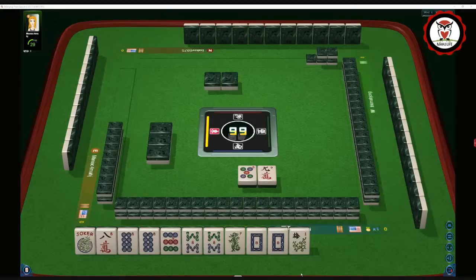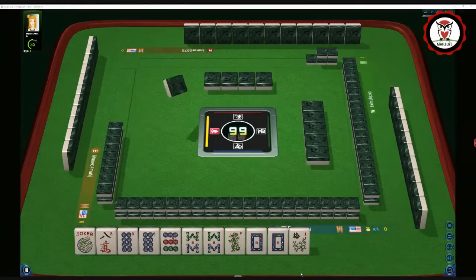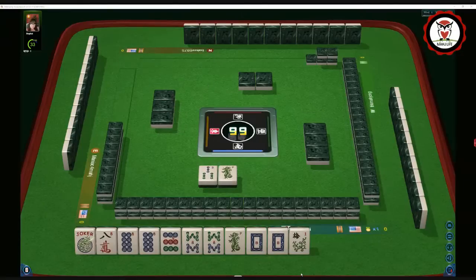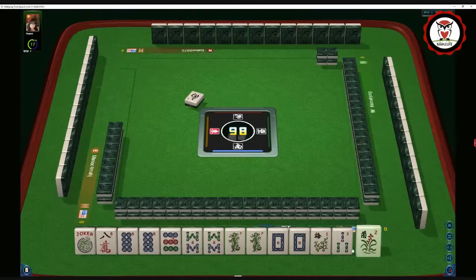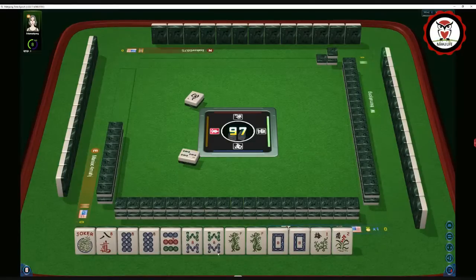However, we have no 7 dot. If we had a 7 dot, we'd probably be better off in consecutive run. But because we have an 8 crack, all the 8s are present, we could probably do okay. Look at what we got, and a green dragon. Sounds good. Oh, and there's a flower. Okay, let's let the 3 bam go. All right, 3 bam. So now we have to make some choices here.